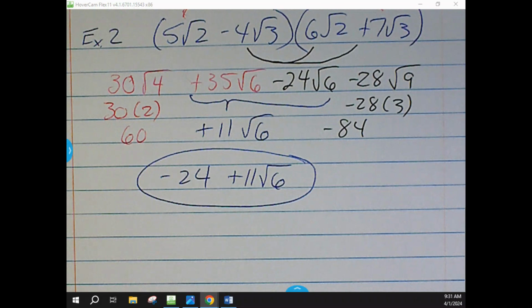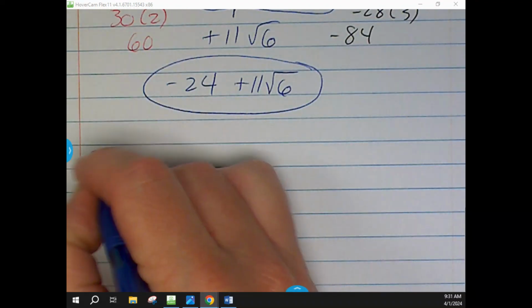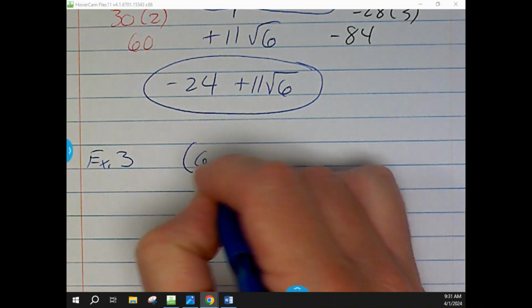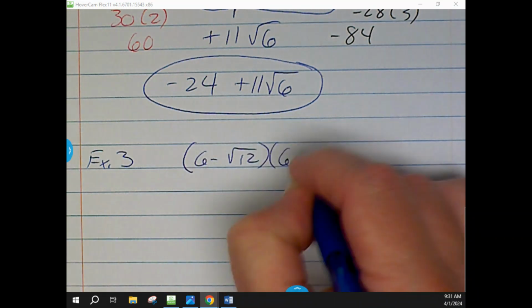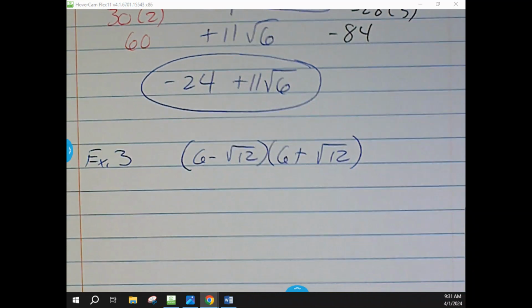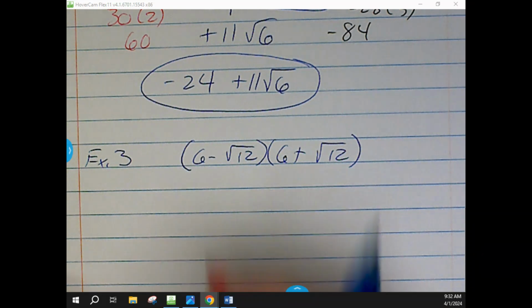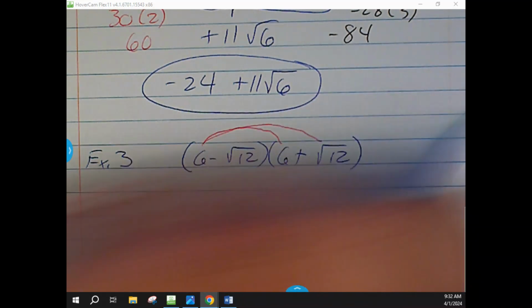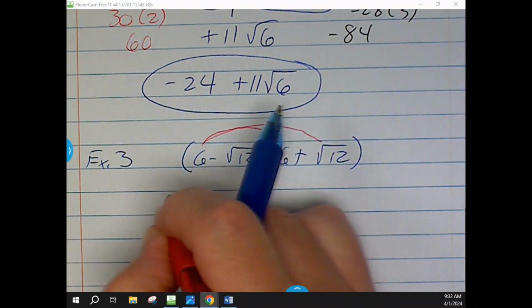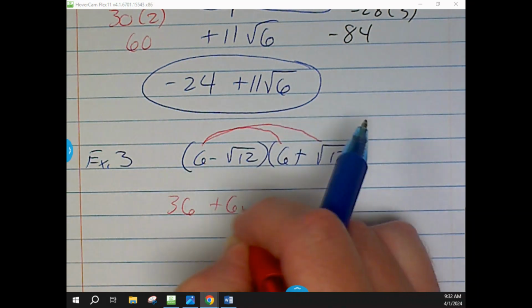All right, one more example, then we're done. Let's do 6 minus square root of 12 and then 6 plus square root of 12. All right, distributive property with the 6. We've got 6 times 6 for 36. We've got 6 times square root of 12 to make it there.